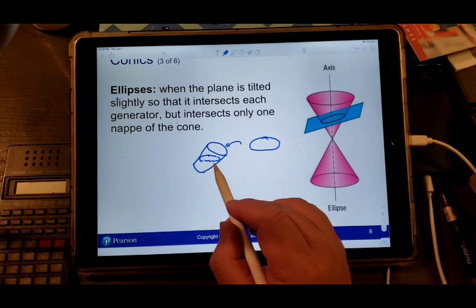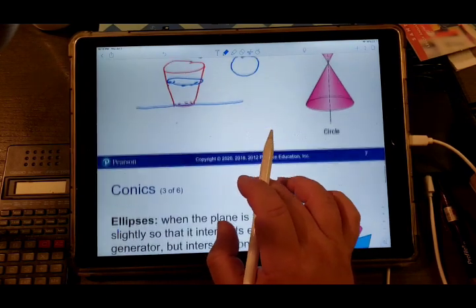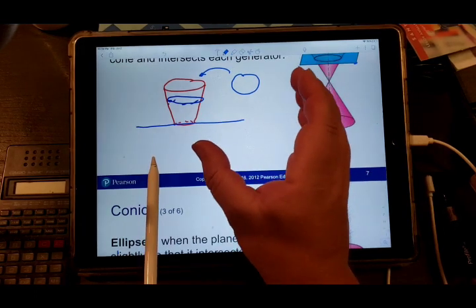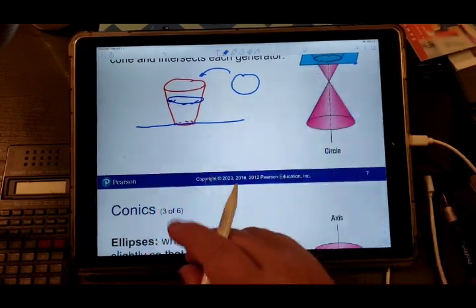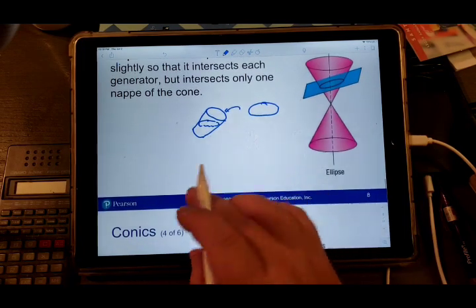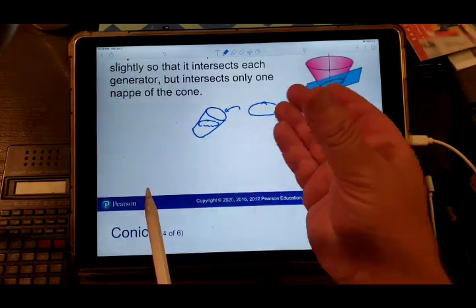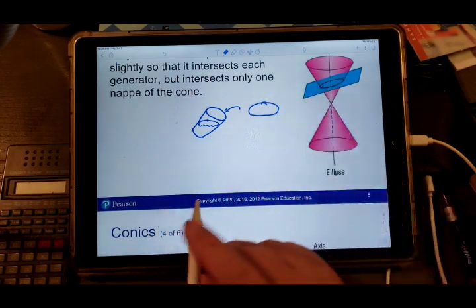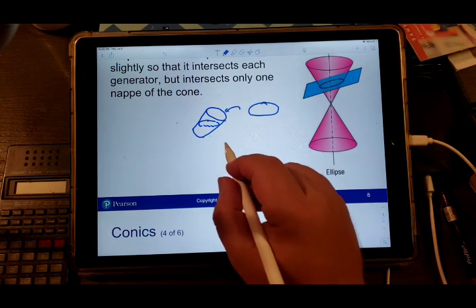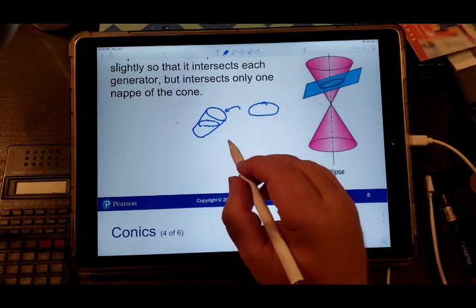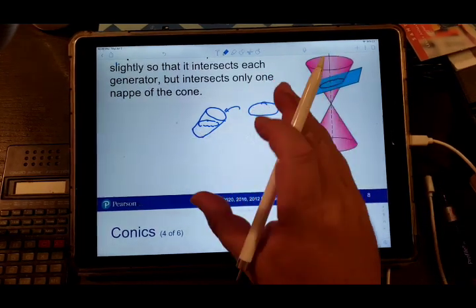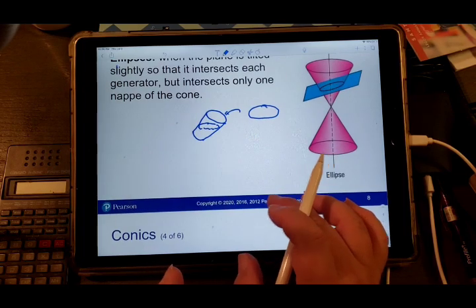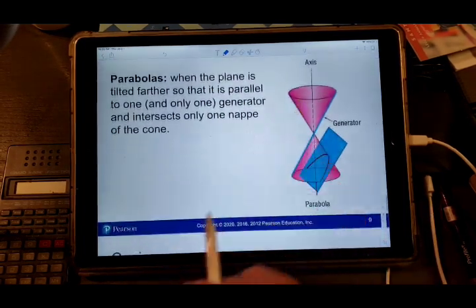And by the way, the ellipse is very different than the circle. With a circle, there's only one way to get it. I have to hold the cup perfectly straight. With the ellipse, I can tip it a different amount, several different amounts. It's still an ellipse. If I tip it anywhere from, well, there's a limit. We'll get to another one. But I can tip it quite a bit. Let's get to the next one.